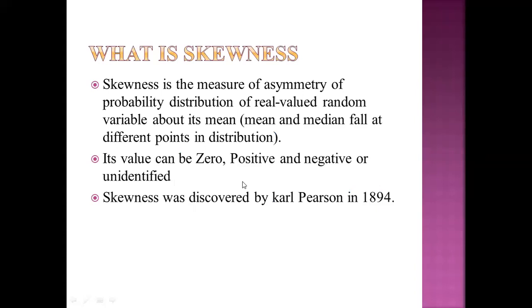So what is skewness? Skewness is the measure of asymmetry of the probability distribution of a real-valued random variable about its mean. Mean and median fall at different points in the distribution, and its value can be zero, positive, or negative. Skewness was discovered by Karl Pearson in 1894.